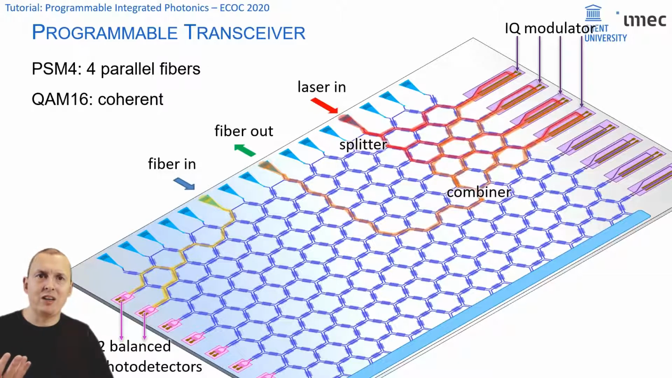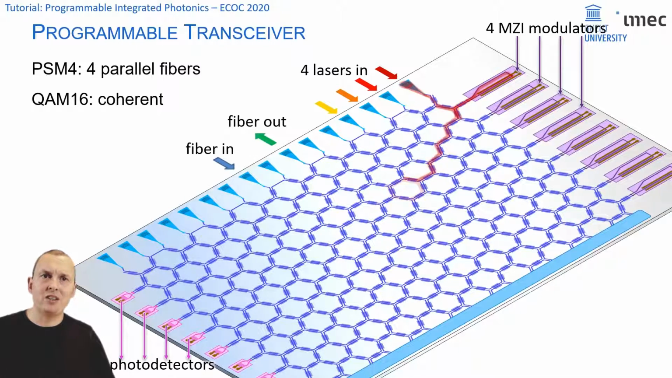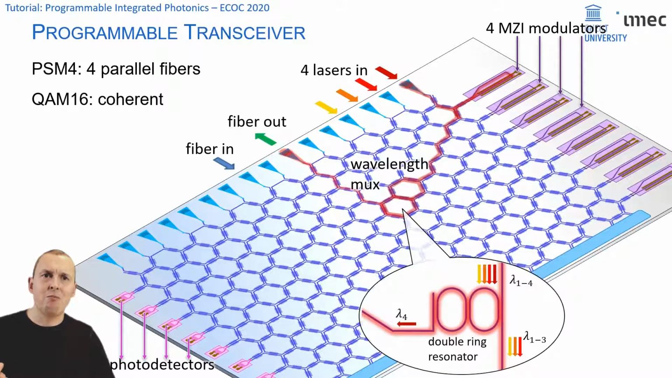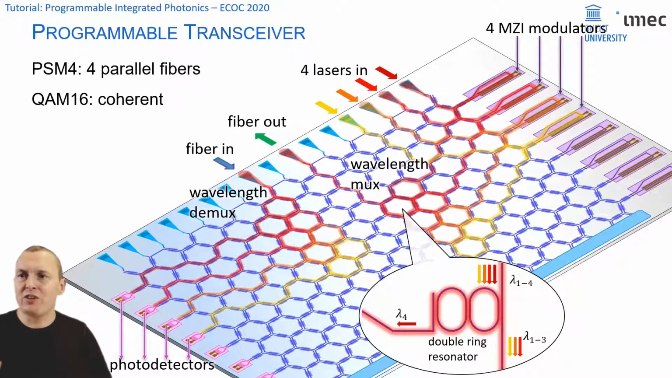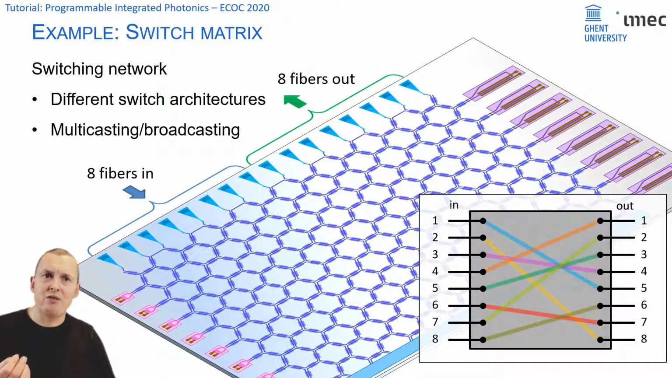And we can just as well get a 90-degree hybrid, because we can just tap off our laser as a local oscillator. And for wavelength division multiplexing, okay, we need 4 lasers, but we can then build a ring resonator based multiplexing circuit to bring all these wavelengths together. And the same type of filters can be used at the output. But we're not limited to these transceivers. The idea was to build something that's truly multifunctional. So we can, for instance, use this kind of circuit to implement a switch between 8 fibers in and 8 fibers out by just rerouting the light the way we want it.